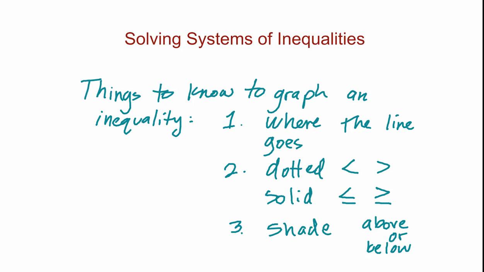The inequality will be in your problem either less than or equal to or greater than or equal to if it's going to be a solid boundary line, or just less than or greater than if it's going to be a dotted line. Last thing you need is shading. The shading shows where the points are that work, that fulfill and make true statements for that inequality. That'll be above or below your boundary line. So let's do a couple examples.